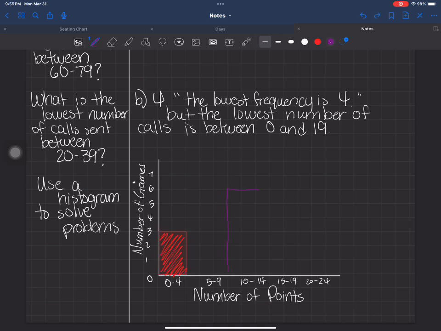I'm going to go ahead and draw my bars here. Notice that the middle one isn't touching there. That just simply means that there is 0. Okay, that's the only reason why my bars are not touching there. All right, and I'll shade that in.